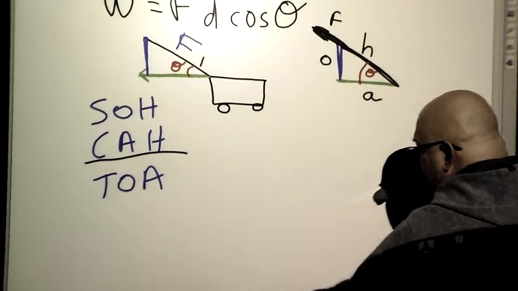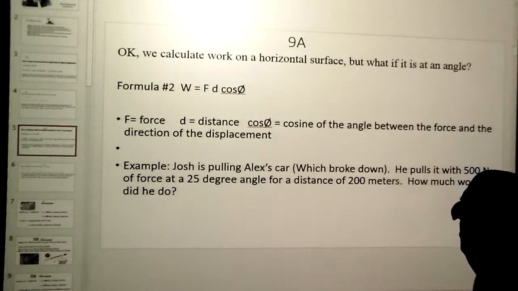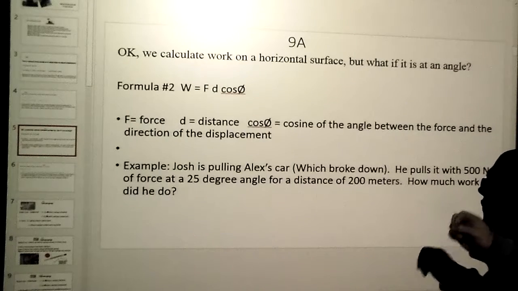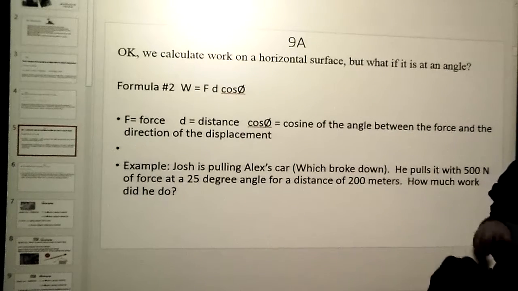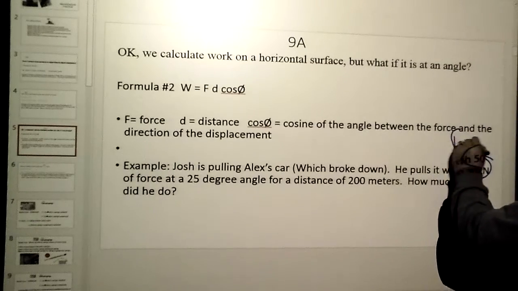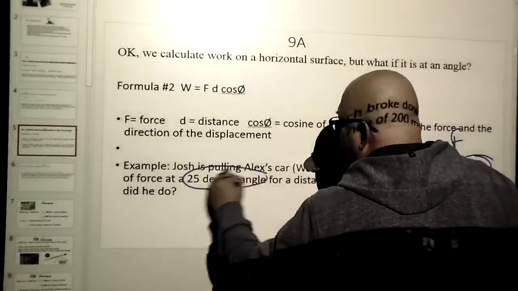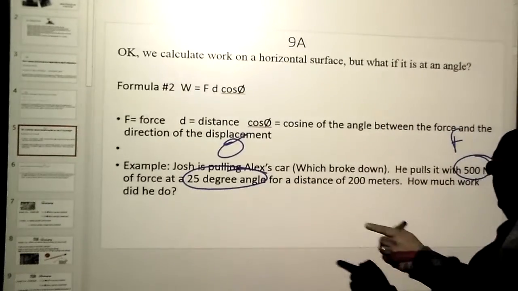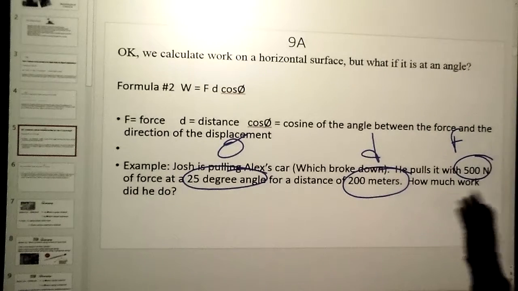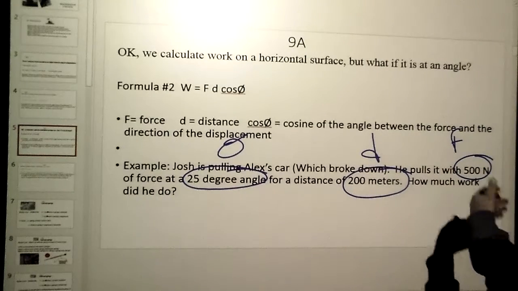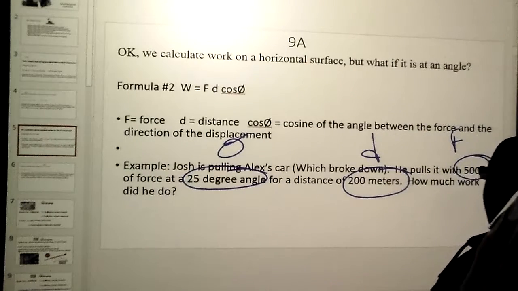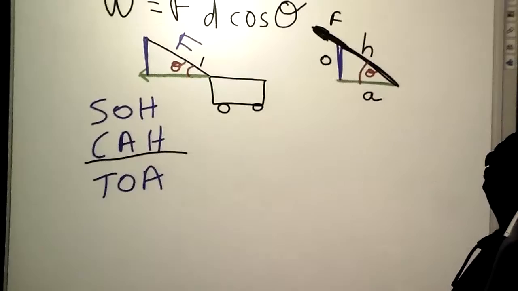Now, let's go back and look at the problem. Josh is pulling Alex's car, which broke down. He pulls it with 500 newtons of force at a 25-degree angle. So I have a 500 Newton force, I have a 25-degree angle, so they gave me a theta, and then they gave me a distance of 200 meters. How much work did he do? So, 500 newtons, 25, and 200.